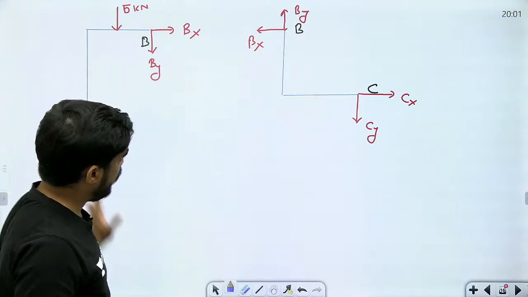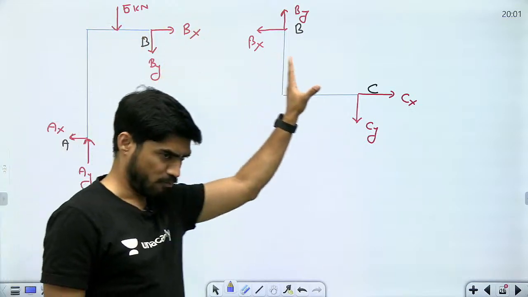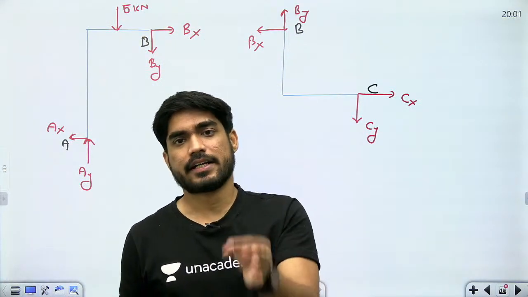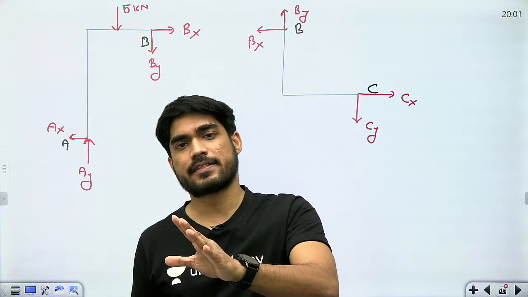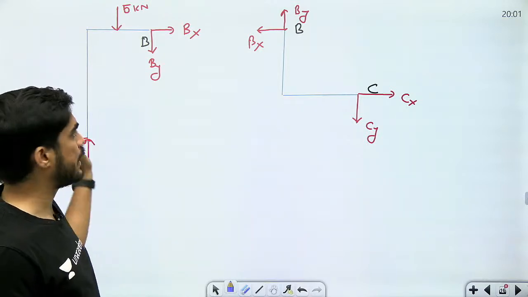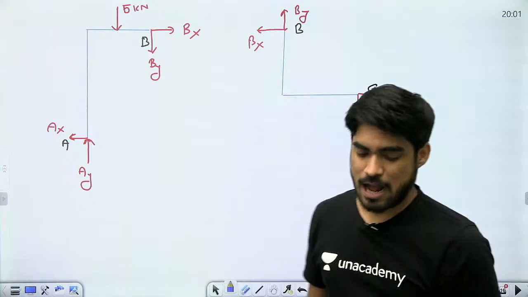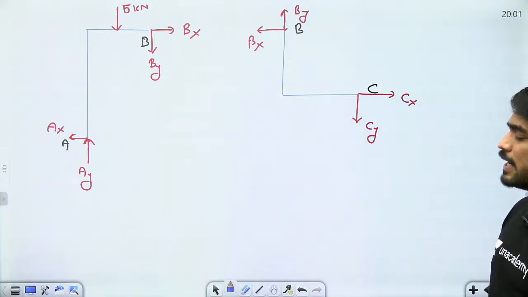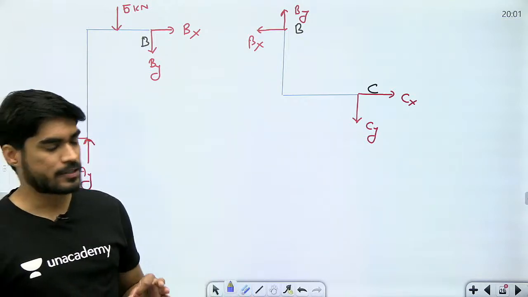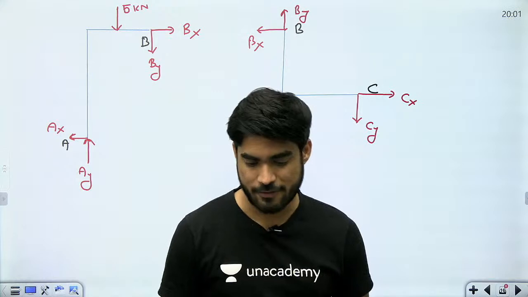In this whole free body diagram, we have two free body diagrams, one for AB and one for BC. Can you count the number of unknowns for both these members? Can you count the total number of unknowns here? How many unknowns do we have here?